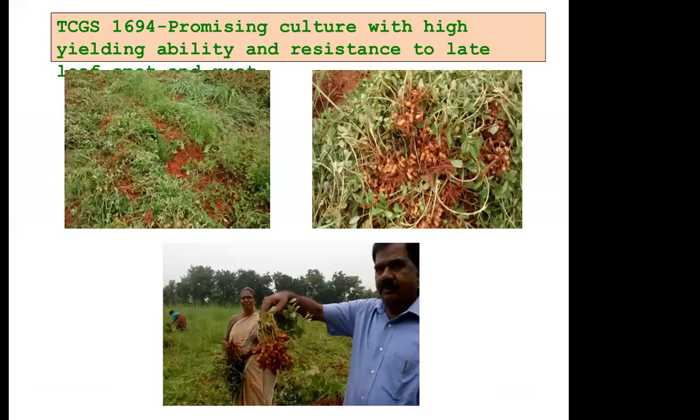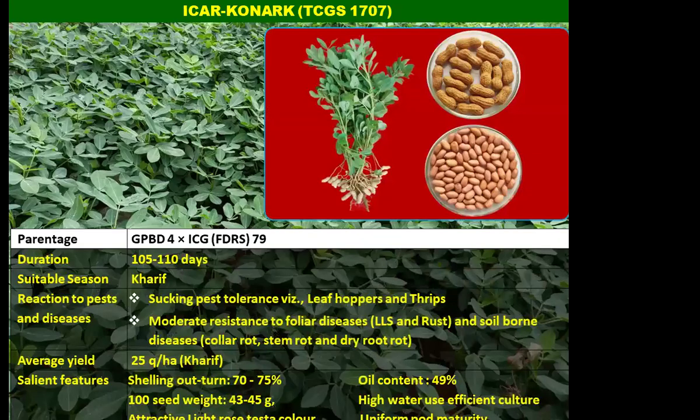You can see the resistant leaves remaining green even at the time of harvest. This is our ADR. The ICAR-IIGR team has visited our plot at the time of harvest. Next slide, please. One more that has come out of that breeding material is TCGS 1707, a recently released variety.